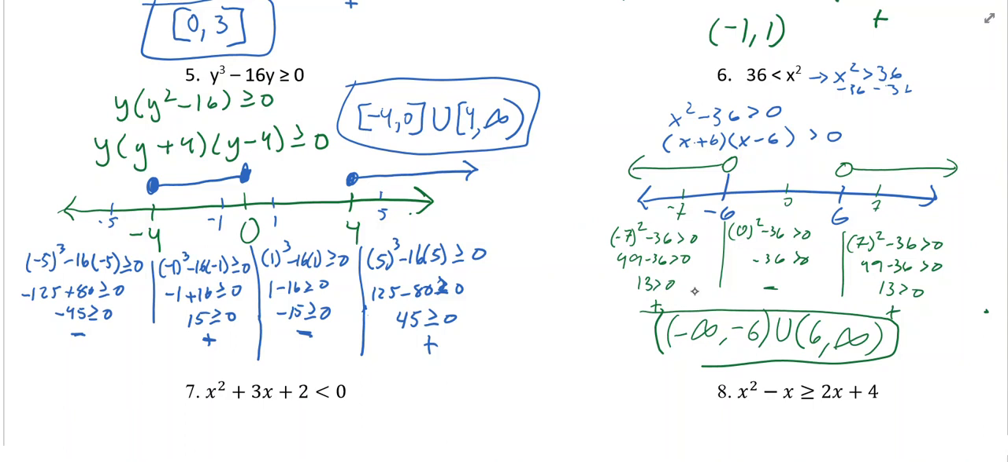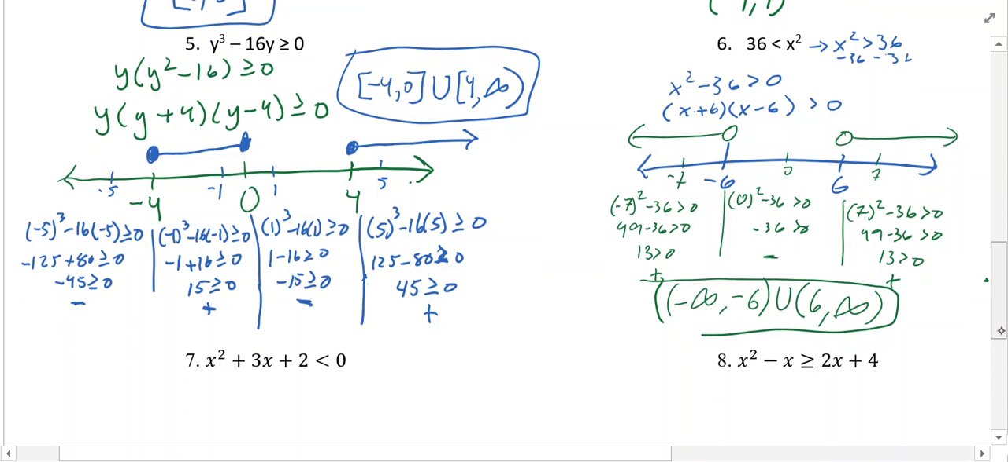And then my interval. Remember, everything to the left here is a negative infinity. It can't be captured. So it's parentheses, comma, -6. It's open circle because it's not equal to, so it's not included as a solution. So it's parentheses, or, so union, parentheses 6 to infinity. All right, so let's go ahead and try number 7.